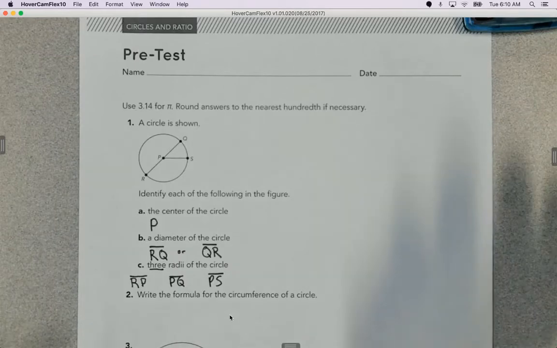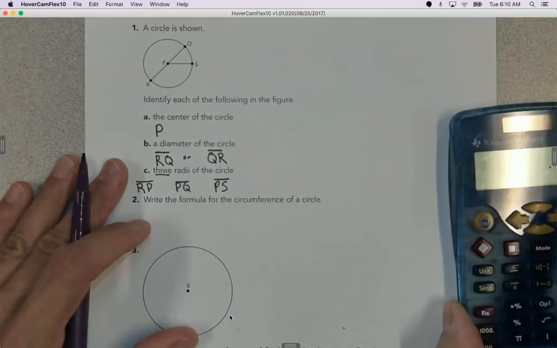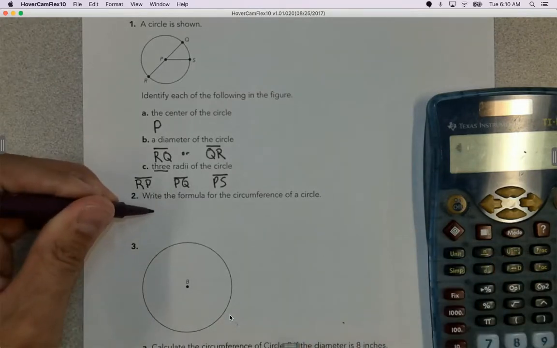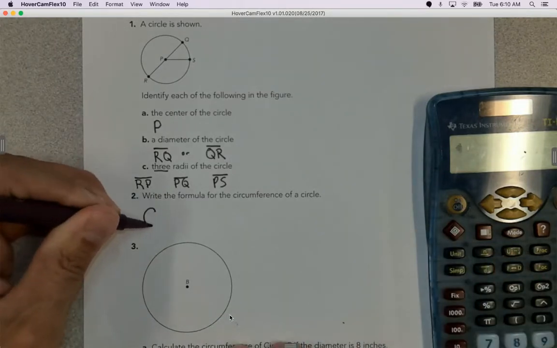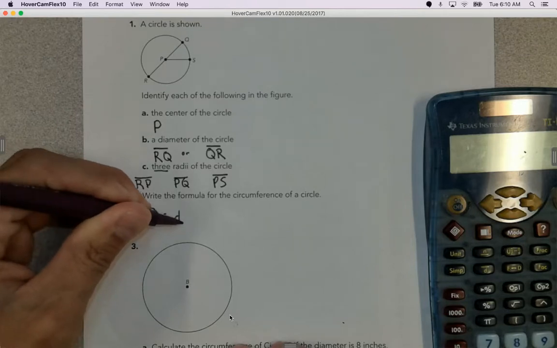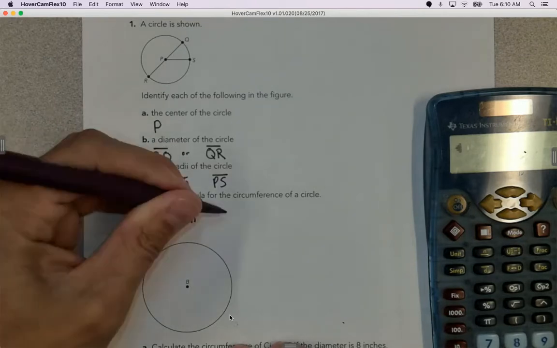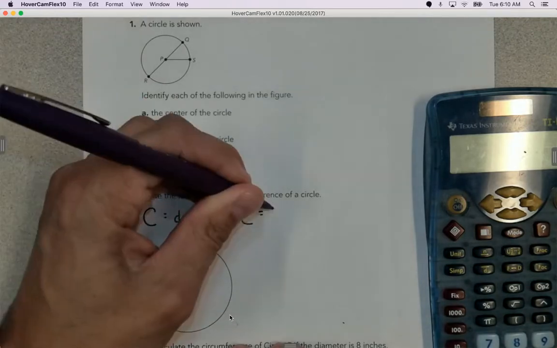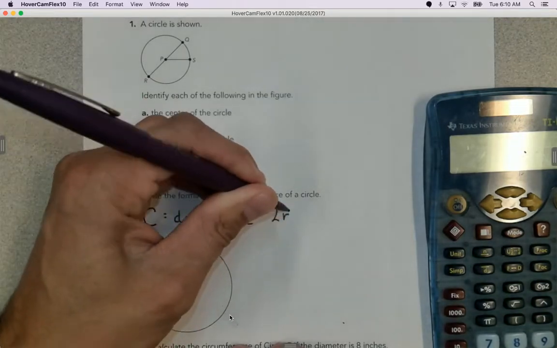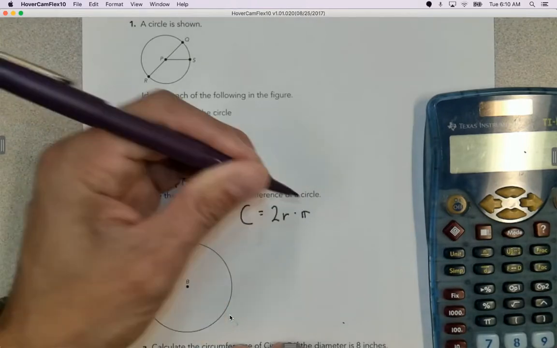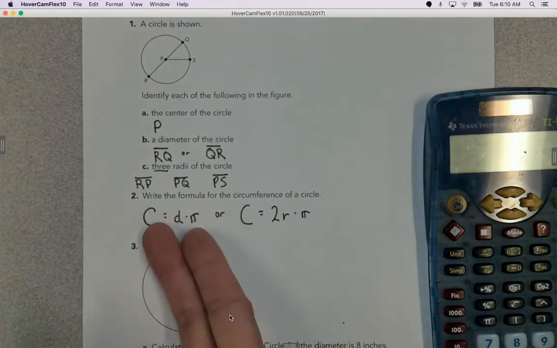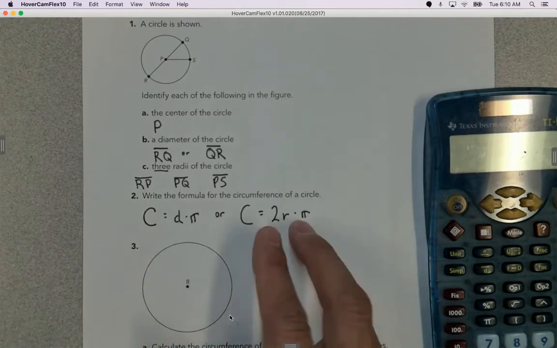Write the formula for the circumference of a circle. The circumference is equivalent to the diameter times pi. Or it would be okay to say the circumference is equivalent to 2 times r times pi. And the diameter and the pi could be switched, as well as this could be switched as well. Okay.